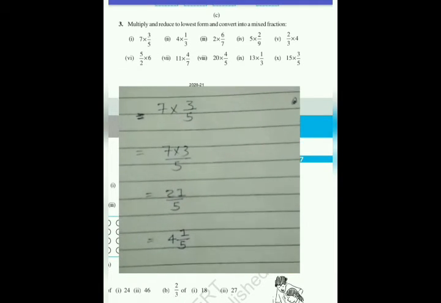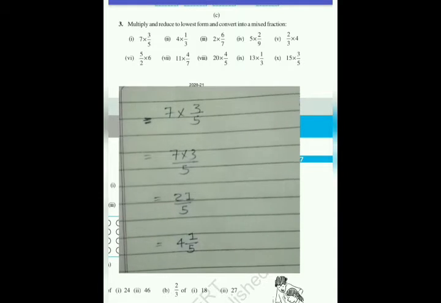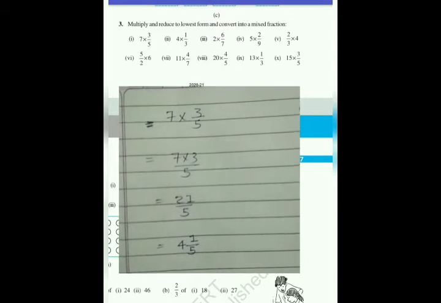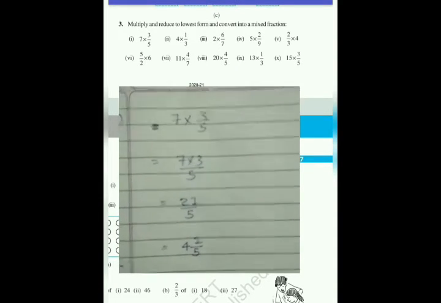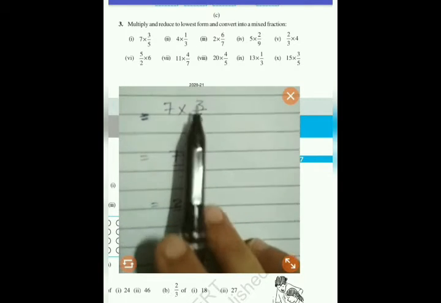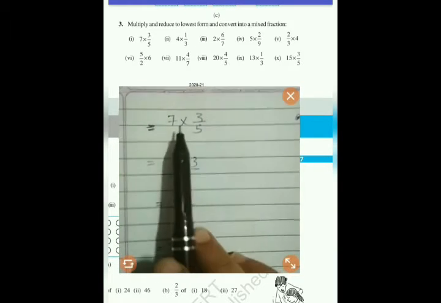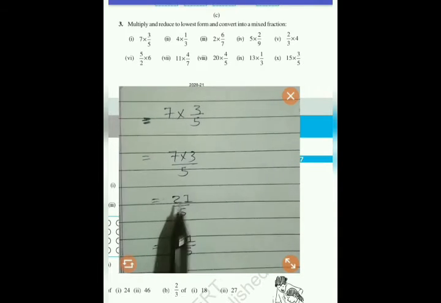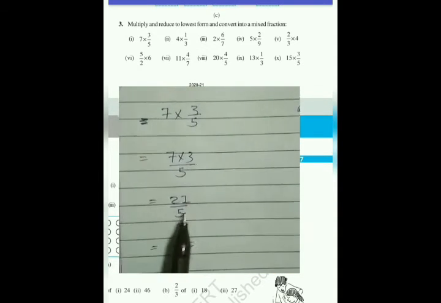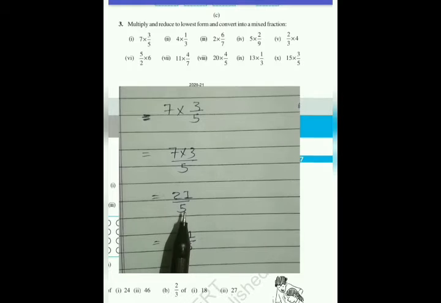Now we take our next example. Multiply and reduce to the lowest form and convert into a mixed fraction. Here is our question number 1. 7 multiplied by 3 by 5. So first of all we simplify. Here we multiply 7 with 3. So 7 3s are 21 divided by 5 as it is. So our fraction becomes 21 by 5.